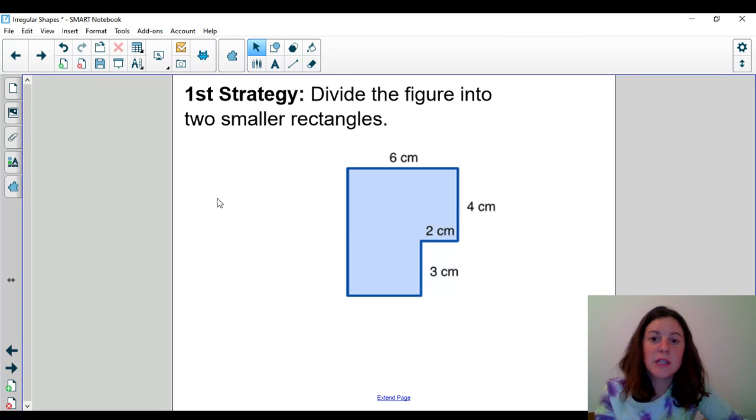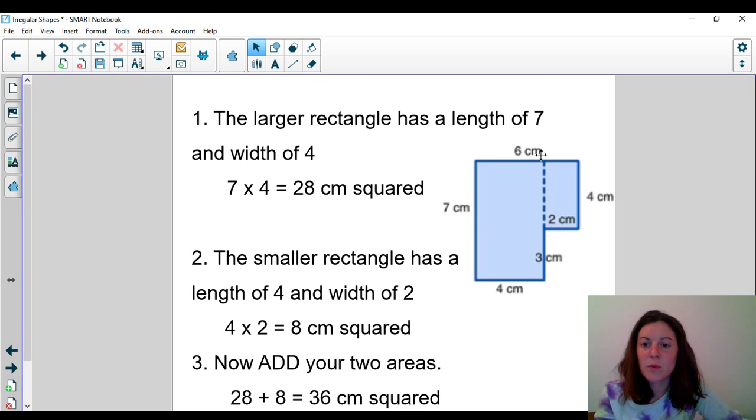The first strategy is to divide the figure into two smaller rectangles. The way I did that was by drawing a dotted line to break up the small rectangle and the large rectangle. So my larger rectangle has a length of 7 and a width of 4. We know the area equals length times width, so that would equal 28 centimeters squared.